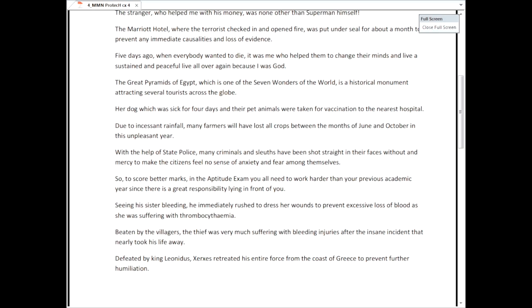So there are two things we are talking about. We are talking about a dog and we are talking about pet animals. What dog? Which was sick for 4 days. What animals? Their pet animals. Okay, now that is what you are seeing in your mind. Are you seeing this in your mind? Okay, where? That is the auxiliary verb.